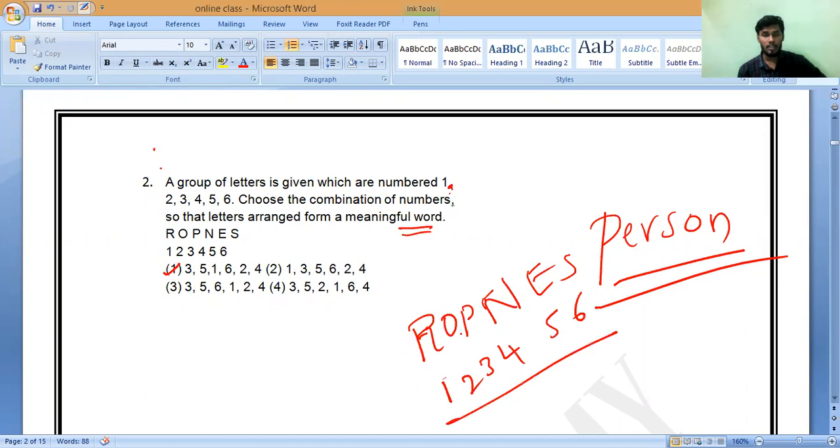So we know that it looks like what? Person. So 3 will come first. Person spelling: P-E-R-S-O-N. 3, 5 is R, 1 is S, 6 is O, 2 is O, 4 is N. So 3, 5, 1, 6, 2, 4. Which option? First one, sir. So that is the person.